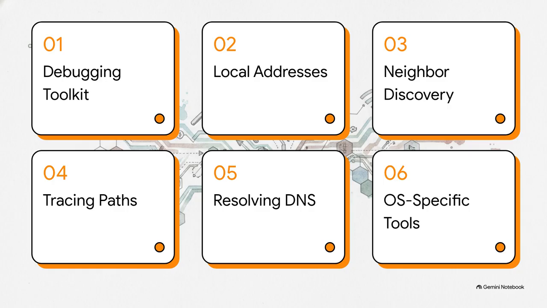So here's our game plan for today. We'll start by looking at the IPv6 debugging toolkit, then move to Step 1, local addresses. From there, Step 2, neighbor discovery. Step 3, tracing paths. Step 4, resolving DNS. And finally, we'll wrap up with some really handy OS-specific power tools.